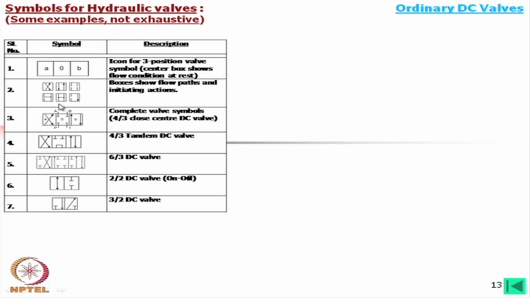Suppose it is completely fully open, then we can put this one here. We can also have only the supply line closed, with the other 3 connected. That means the 2 ends of the actuator and the reservoir are connected. So, we can take this symbol here.